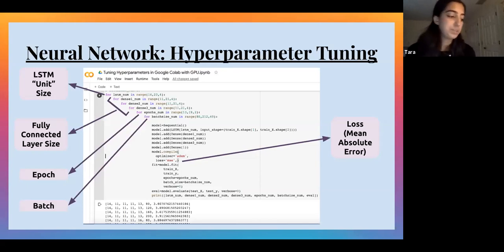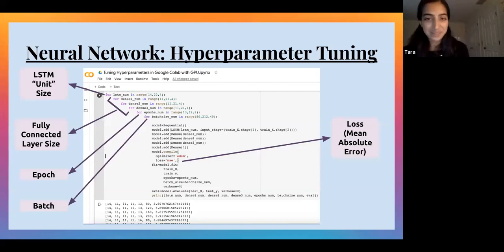And lastly, I tuned the number of epochs, which is the number of times the network goes through the entire training set. And as I tried out models with different numbers for each of these hyperparameters, I evaluated each model using mean absolute error. So when the model predicted a day's average mobility, the difference was taken between the prediction and the actual value of that day's mobility.